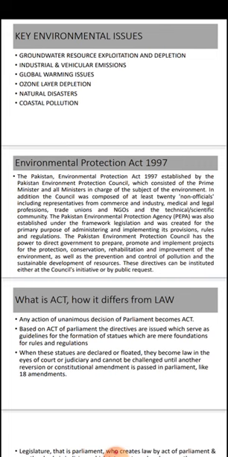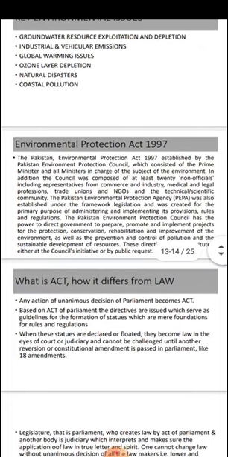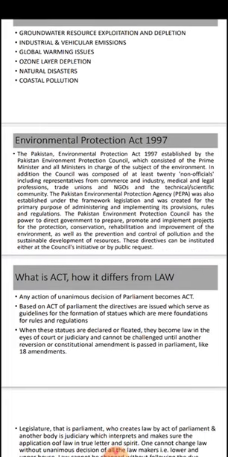The Pakistan Environmental Protection Act 1997 established the Pakistan Environmental Protection Council, which consisted of the Prime Minister, all ministers in charge of the subject of the environment, and then some non-officials, representatives from commerce, industry, and the medical and legal professions. The EPA was also established under the framework legislation and was created for the primary purpose of administering and implementing its provisions, rules, and regulations.